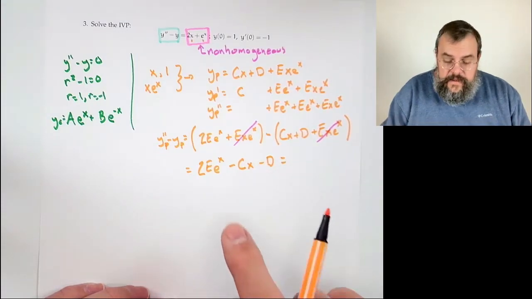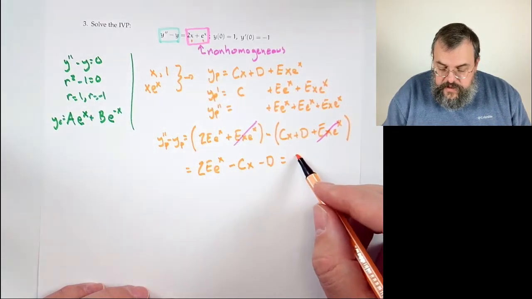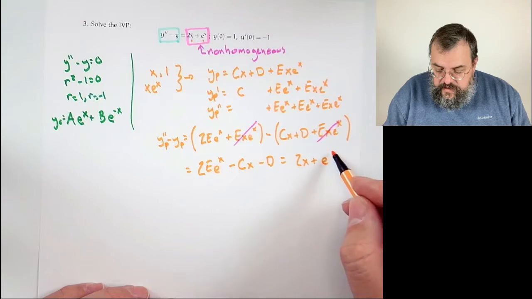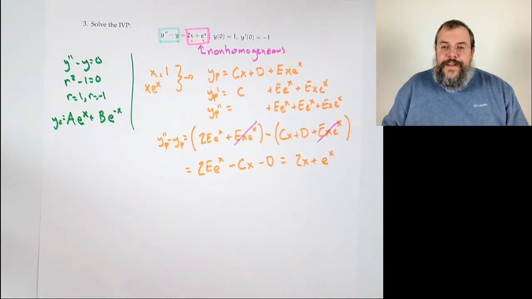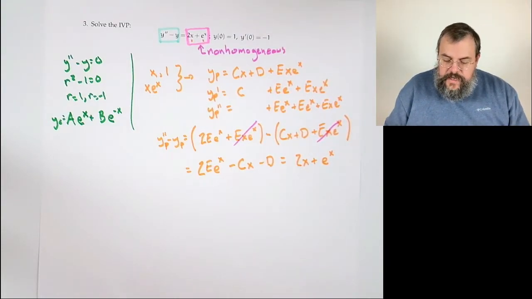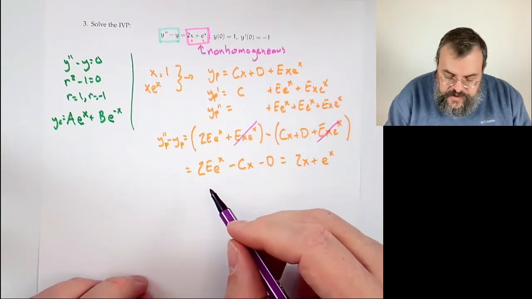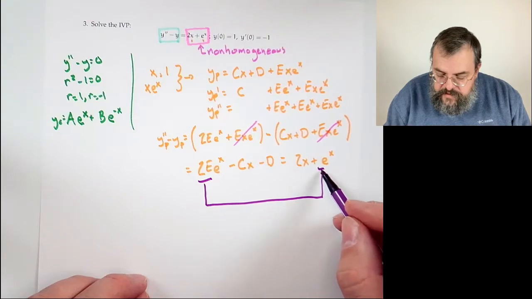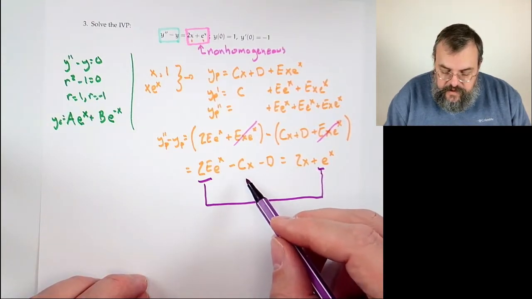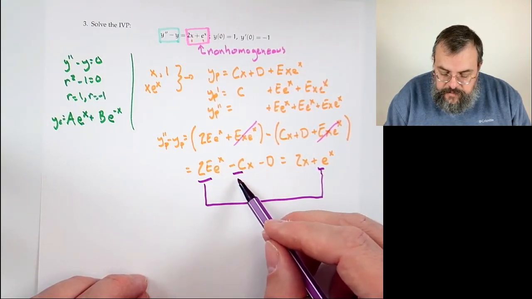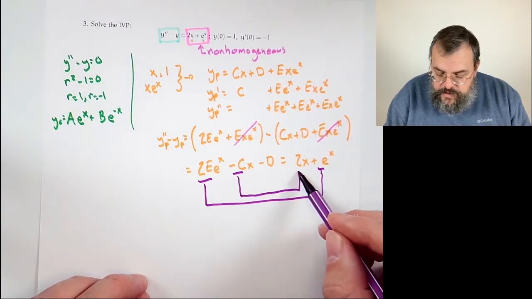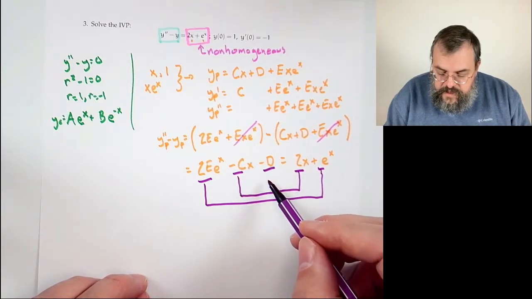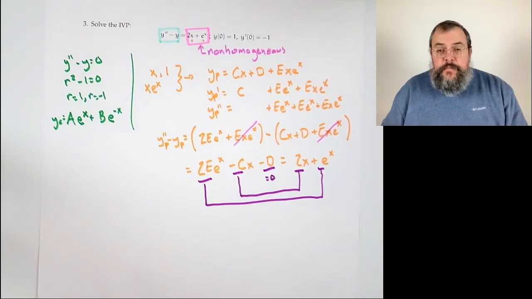Now, all of that is supposed to be equal to 2x plus e to the x. And now we start saying, aha, compare coefficients. So this 2e e to the x has to be the same as what's in front of e to the x. This minus c times x has to match with the 2, and the minus d, well, there's nothing for it to match with, so it better equal 0.